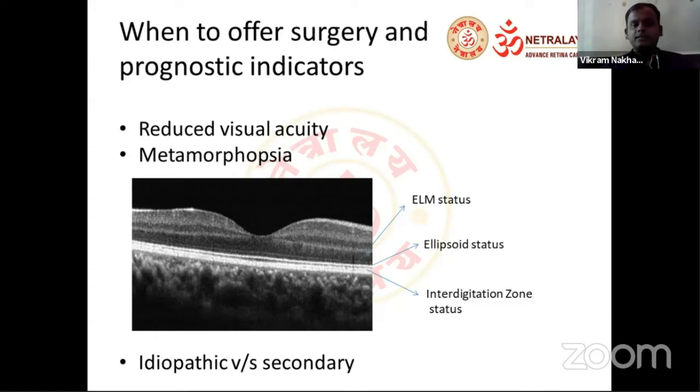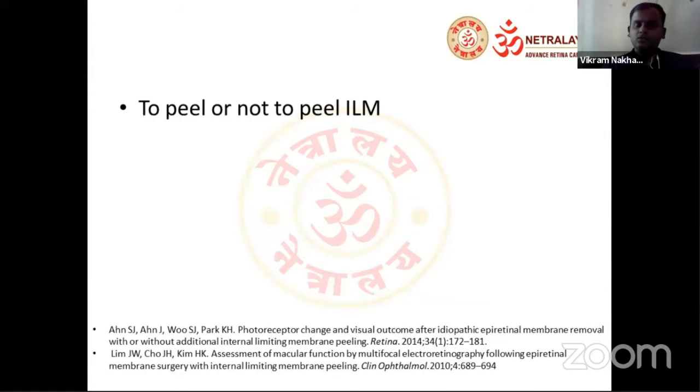There is also evidence that the integrity of the outer retinal structures, the external limiting membrane, the ellipsoid status, and the interdigitation zone status may also have an impact on the post-operative outcome. Both idiopathic and secondary ERMs appear to benefit to an equal extent from the surgery. However, in some cases, a pre-existing macular pathology may limit the visual recovery. There is also debate whether to peel the ILM or not to peel the ILM.